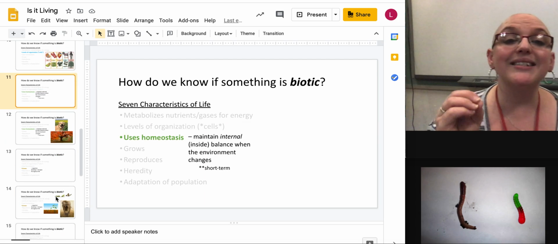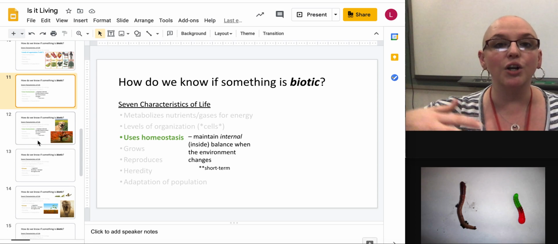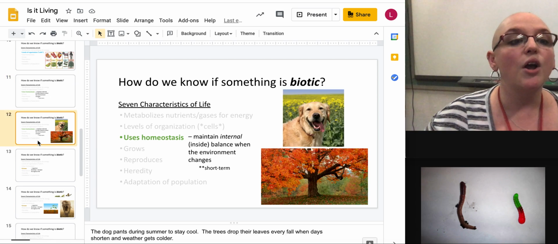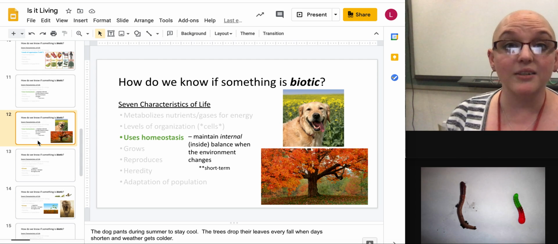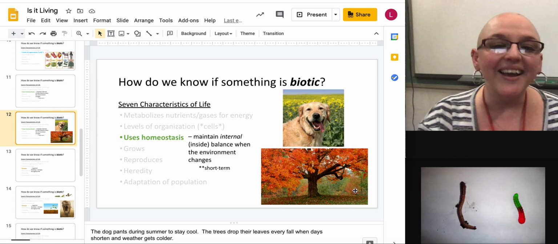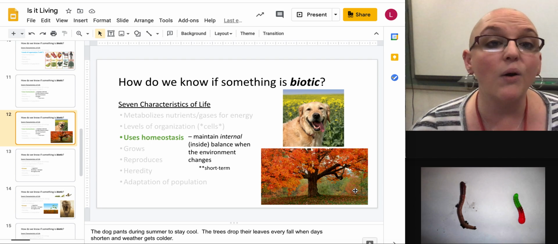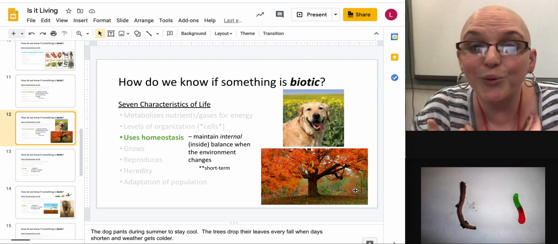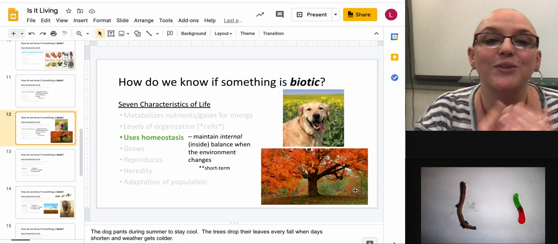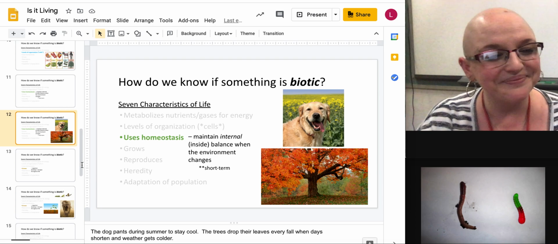Next, we have to see that the specimen or organism is maintaining homeostasis. So that's maintaining an internal calmness or balance while the environment, the external, changes. When it gets really, really hot outside, dogs pant, stick their tongue out, and they pant when they get hot. Trees, the leaves will change color and drop off the trees entirely when it starts to get cold. This is homeostasis. When we get cold, what do we do? We shiver. Our bodies shake uncontrollably. That is homeostasis. Trying to keep our insides in balance while the outside's a little crazy.